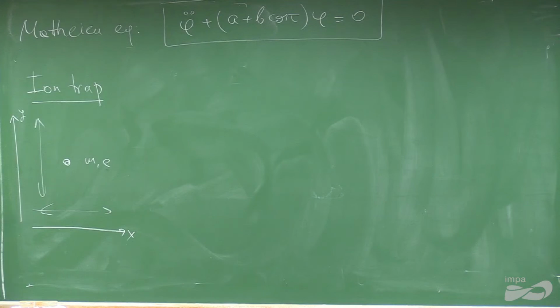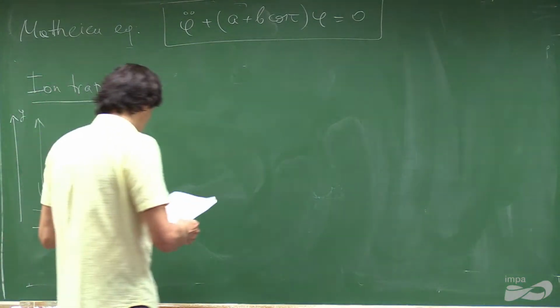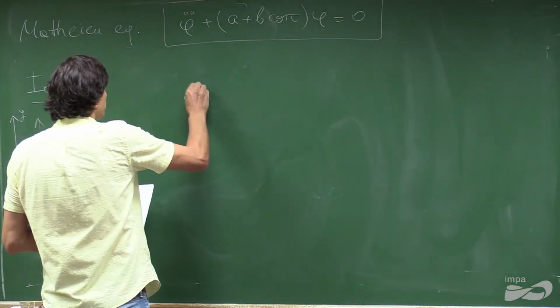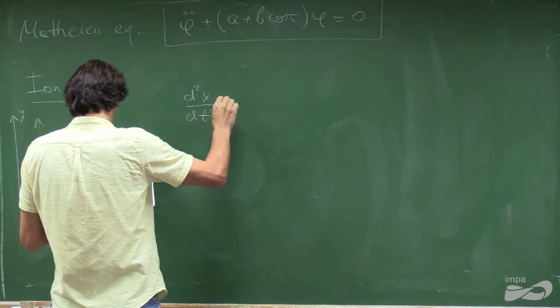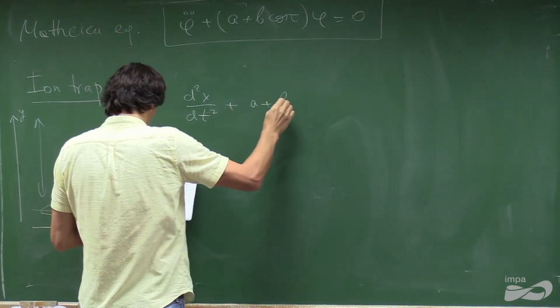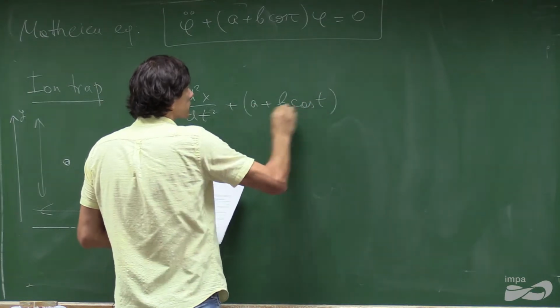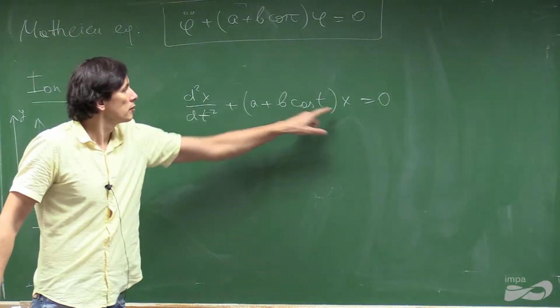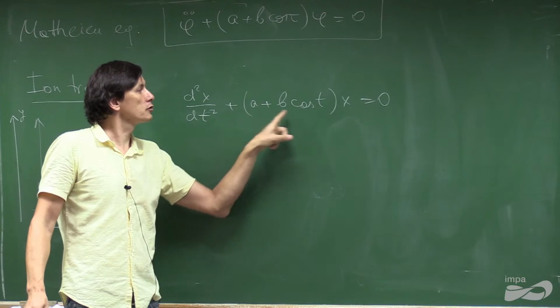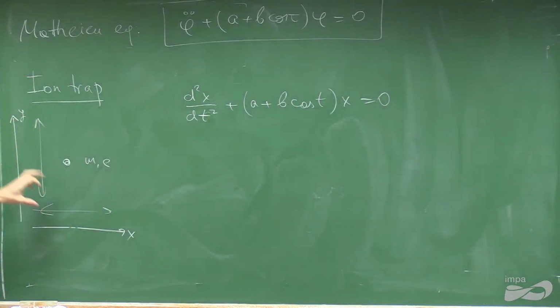And you can arrange the electric field. You can in principle have a lot of freedom. So we will put the electric field exactly such that the x motion of this particle has the form of the Mathieu equation in this form. So this is a force, and you put the electric field such that it gives you constant plus b cosine. You will see the exact picture which gives this.